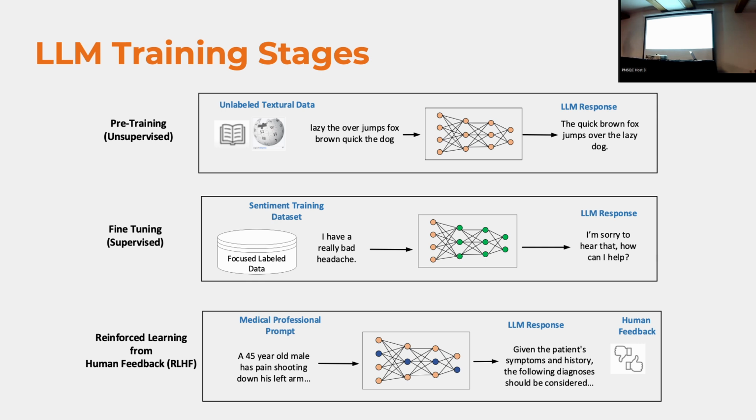The next phase is called fine-tuning, right? It's called supervised tuning. Supervised tuning has the answer with it. So the database here has the answer. They want that specific answer, and so they put in what they call the pair. This is sentiment training, right? Sentiment training means I say, I have a really bad headache, right? Bad headache, sentiment, probably not good. It comes out and says, I'm sorry to hear that. How can I help?